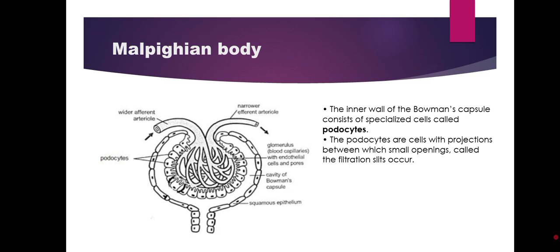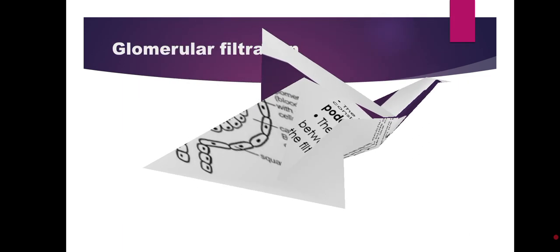We have these walls, and they only allow certain substances that are small enough to pass, for example blood plasma. Proteins and red blood cells are too big to pass through, right? So they can't pass through. Now we're moving on.